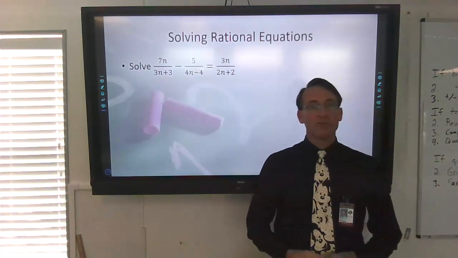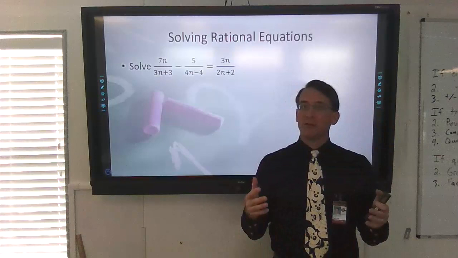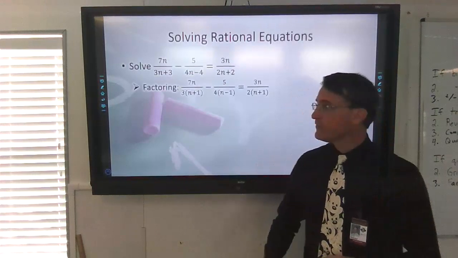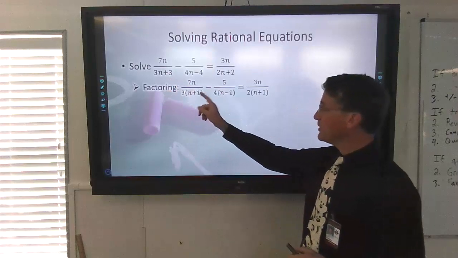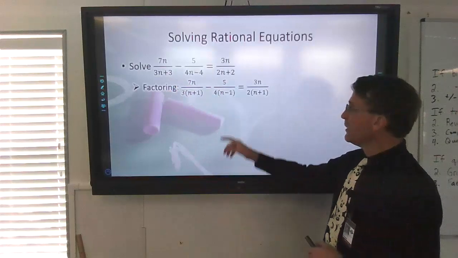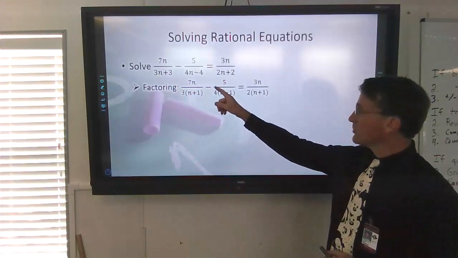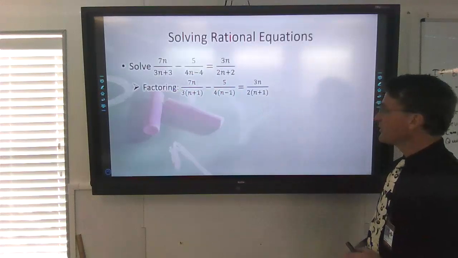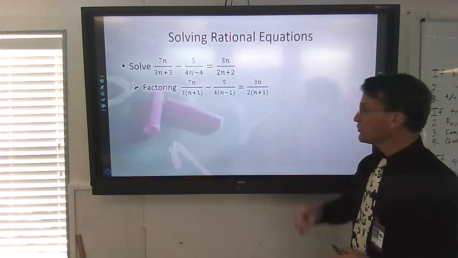For this one here, hopefully you recognize that you can factor all of your denominators. So I looked at my denominators. I factored out a 3 out of the first one, giving me 3 times n plus 1. I factored out a 4 in the second term, which gives me 4n minus 1. And in my last term, I can factor out a 2, which gives me 2n plus 1.